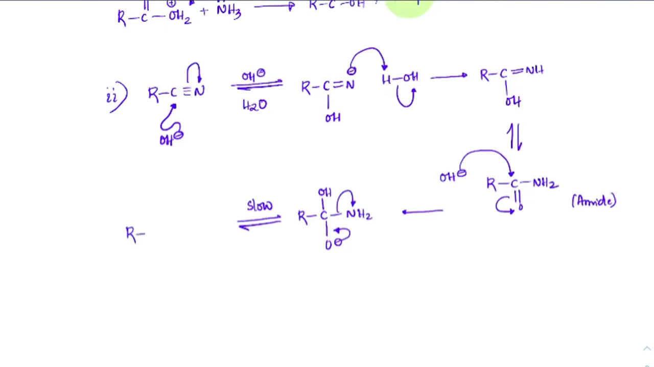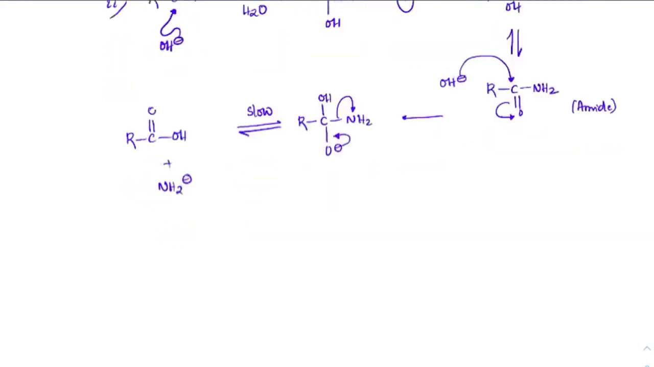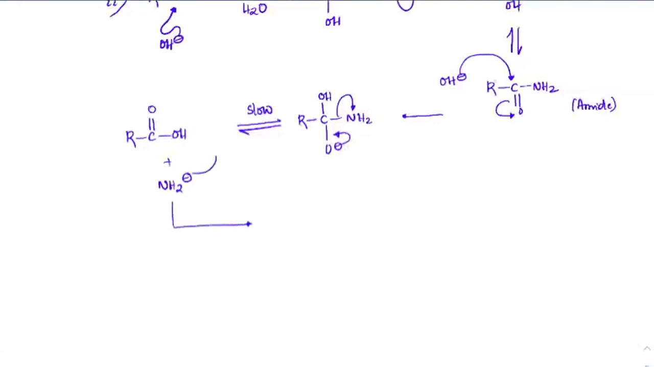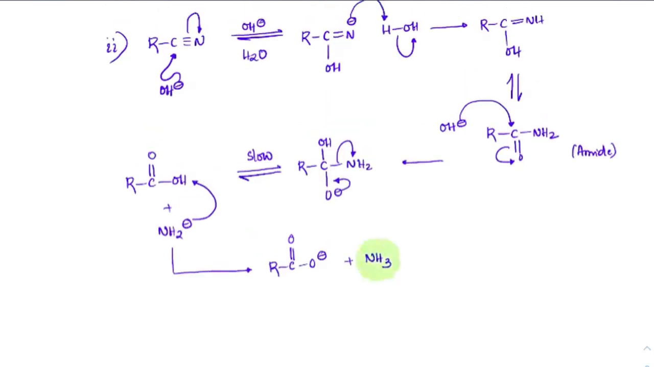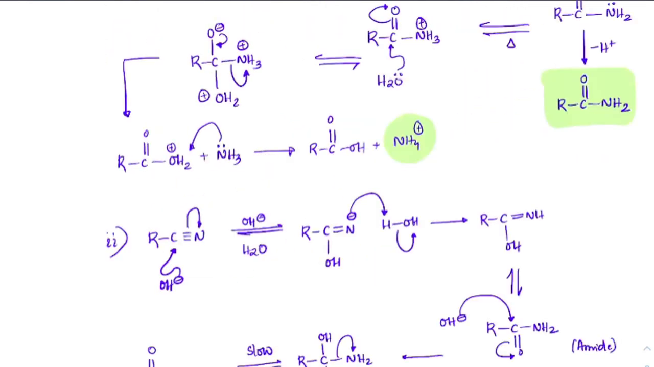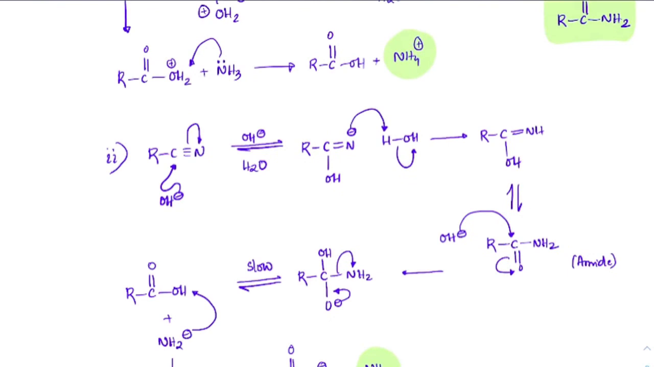So we will have RC double bond O OH plus NH2 minus, and this NH2 minus, which is a strong base, will extract this proton, becomes RC double bond O minus plus NH3. So that's what we have discussed, that in basic medium we'll only have ammonia, not ammonium. I guess the point is clear, everyone.